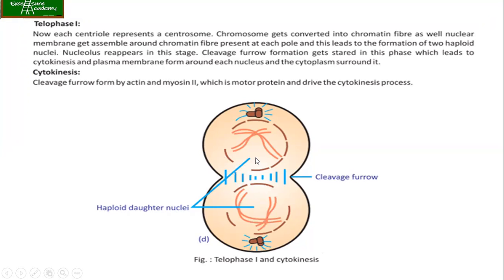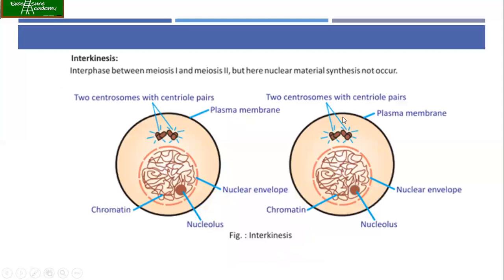Cleavage furrow formation gets started in this phase, which leads to cytokinesis. See, this is one you can see. Okay, so the cleavage furrow is made and finally the cell is divided into two. And the cytoplasm also gets divided among the two daughter cells. So the cleavage furrow is formed by actin and myosin II, which is a motor protein, and drives the cytokinesis process. So this was all totally similar to the mitosis we have learned earlier.